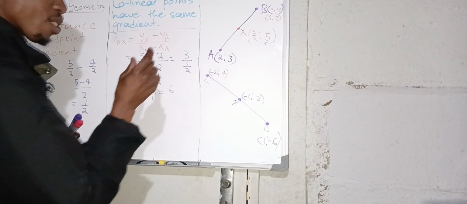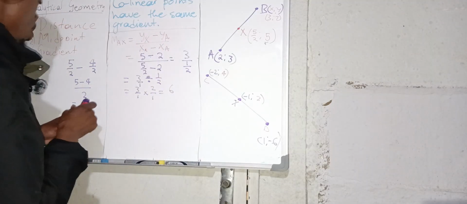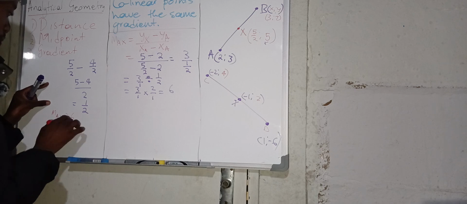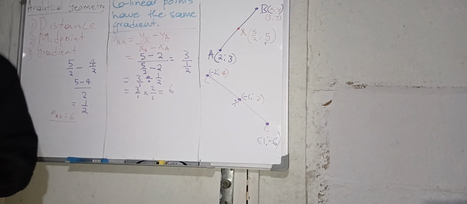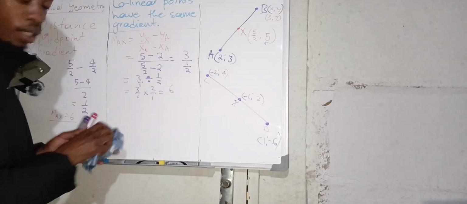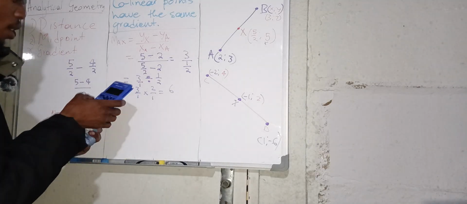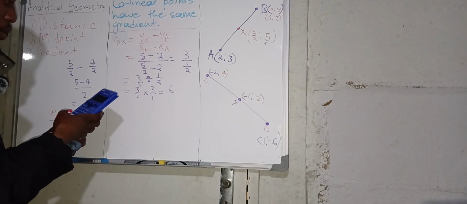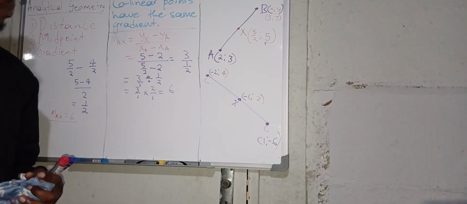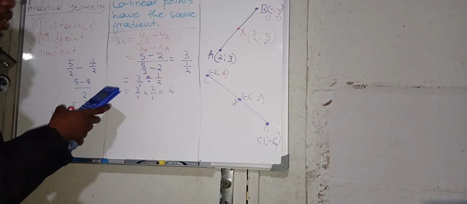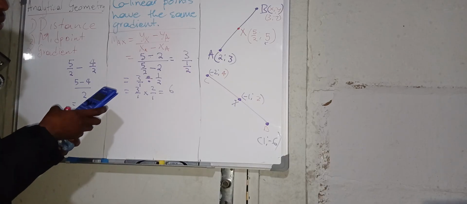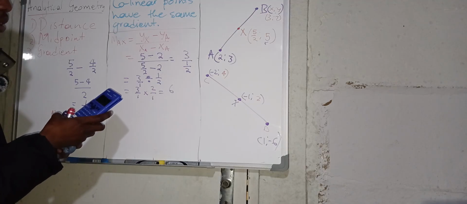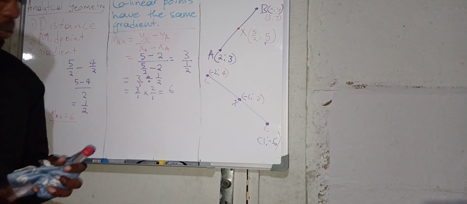Let's proceed to find the gradient of line XB. So, let's use a calculator just to confirm. 5 minus 2 all over 5 over 2 minus 2. Yes, it's a 6. And then let me check something else. Minus 3 over minus 2. Yes, all is well.